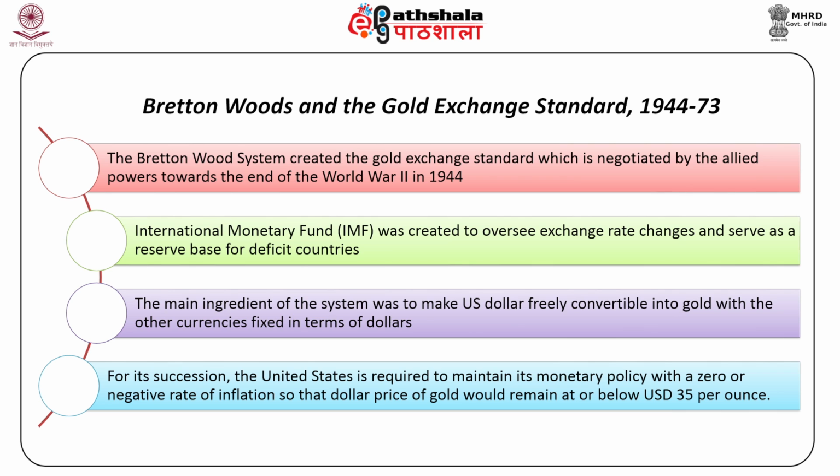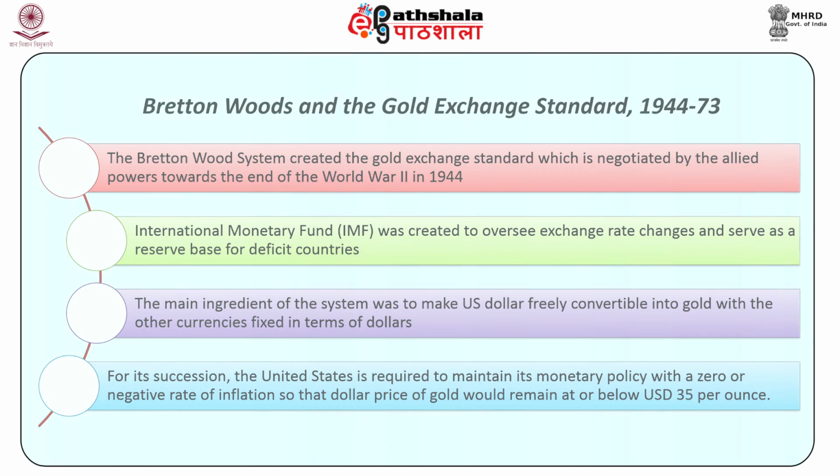The main ingredient of the system was to make the US dollar freely convertible into gold with the other currencies fixed in terms of dollars. However, for its success, the United States was required to maintain its monetary policy with a zero or negative rate of inflation so that the dollar price of gold would remain at or below USD 35 per ounce. But the Bretton Woods system collapsed as the US monetary authorities failed to perform this duty.